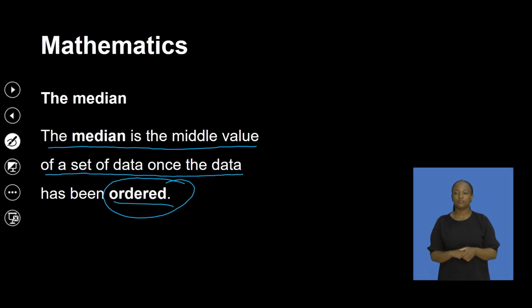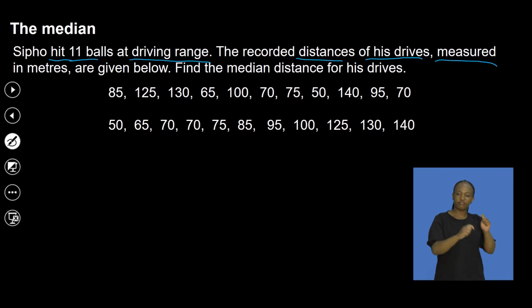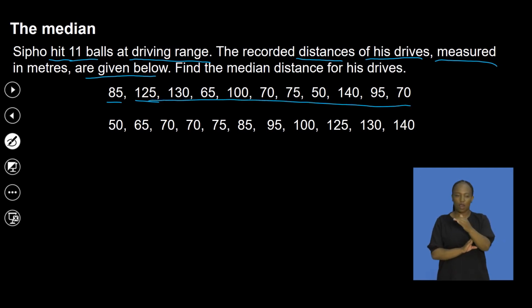So let's look at an example. Sipho hit 11 balls at a driving range. So Sipho is actually playing what? Golf. The recorded distances of his drives, measured in meters, are given below. So those are the distances. I mean, 85, 125, 130, 65, 100, all the way.